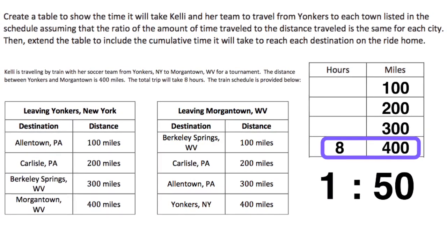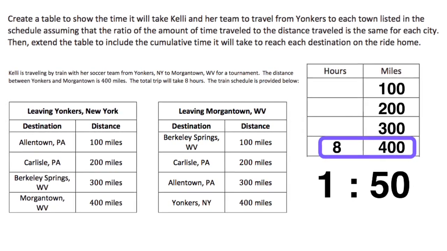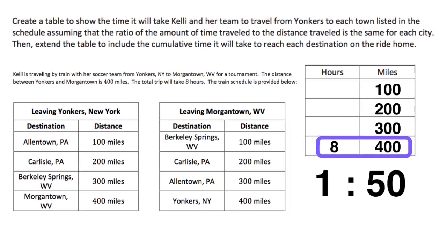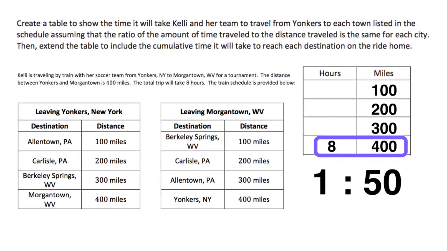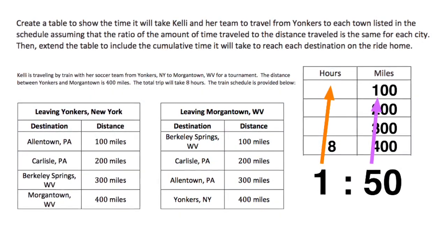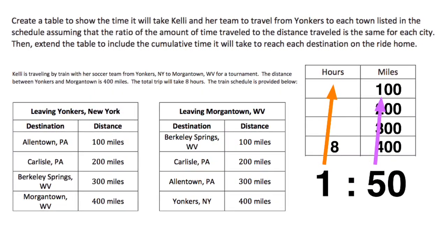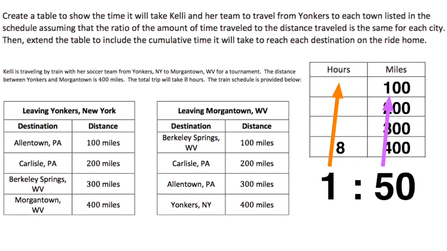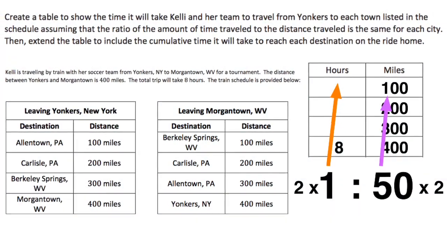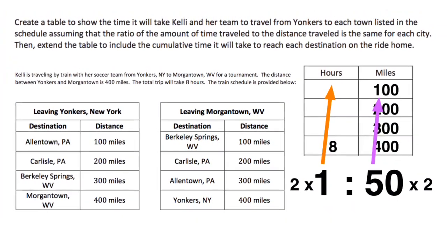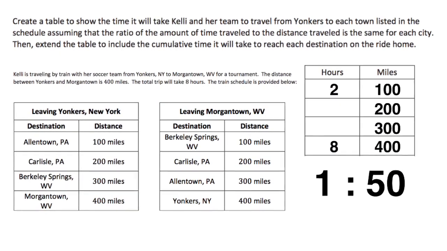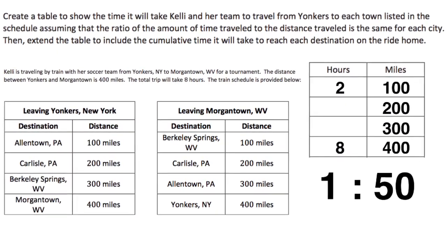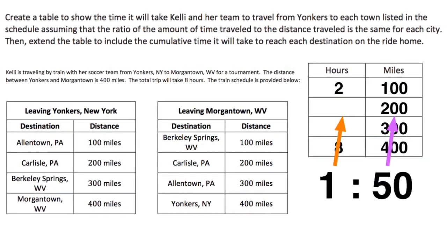And this fraction can now be turned back into a ratio, and I now know that the ratio that is equivalent for every set of values in this table will be 1 hour to every 50 miles. This is great because at 100 miles, I know that that is double the 50 miles, so that means it would be double the 1 hour, giving me a new set of values of, for every 2 hours, we will travel 100 miles.